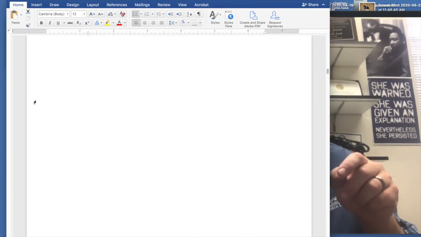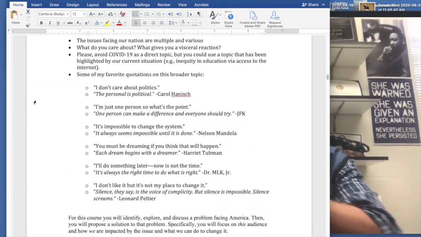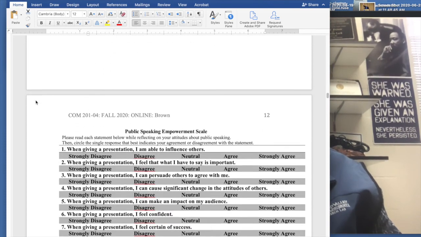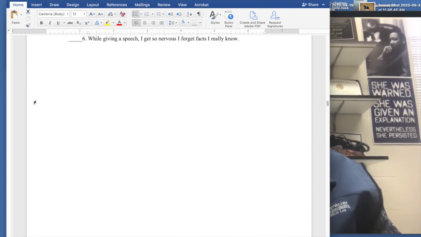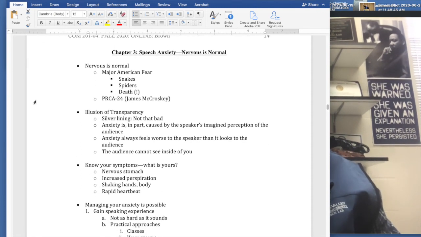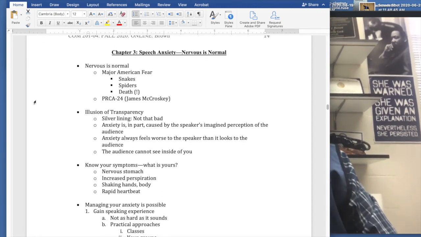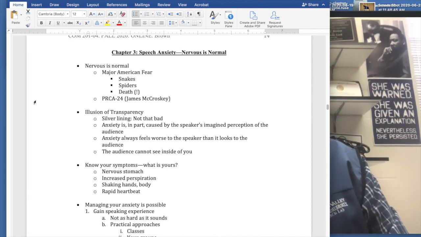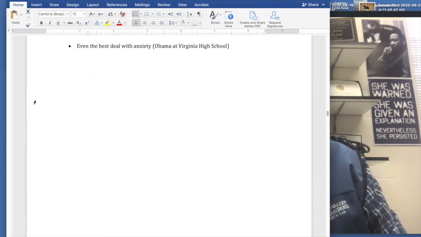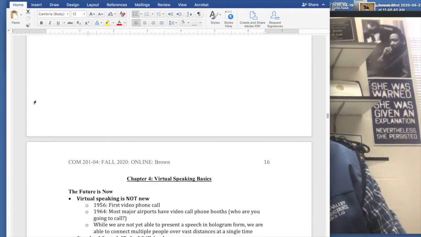Page 14. 14 deals with anxiety, page 14 in your course pack. So if you have some apprehension about this, you're a little nervous, that's normal. There's some information there. There's also, I think, a PowerPoint on the website, the Blackboard site.